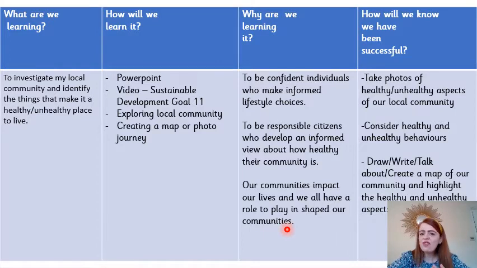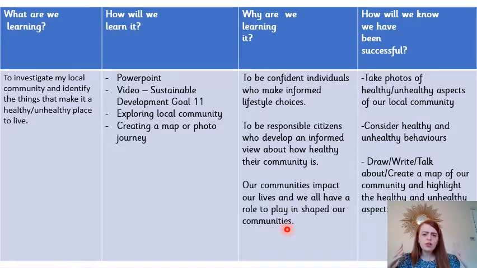So if we do identify some things that are maybe not as healthy in our communities, well, what are we going to do about it? So this week we're really going to be focusing on how our community is right now, but then next week will be really fun because you're going to really take on the role of a city planner and think about what your dream community would look like. If you could change Muir House, what would you change about it to make it healthier?